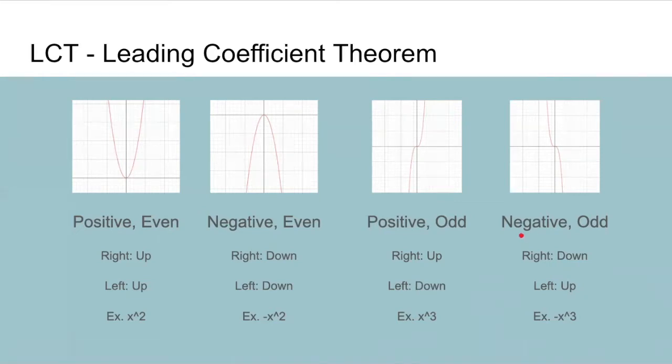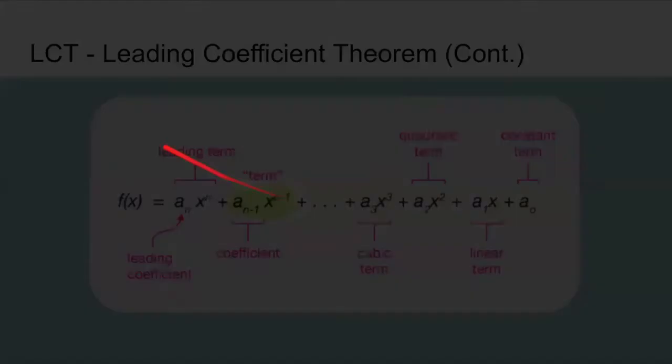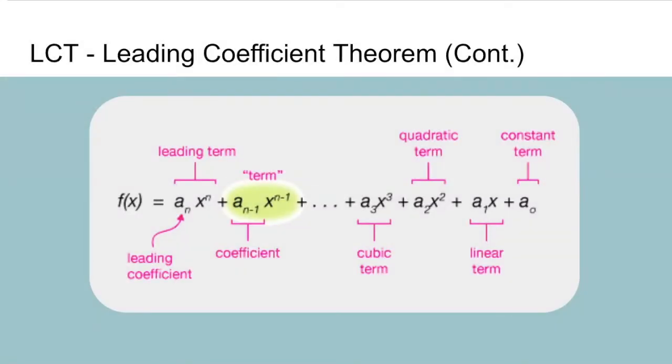And our last case is if the leading coefficient is negative and the degree of the polynomial is odd. And in this case, the right side will approach negative infinity while the left side will approach positive infinity, going upwards. And an example of this is negative x cubed. So this is what your polynomials might look like.